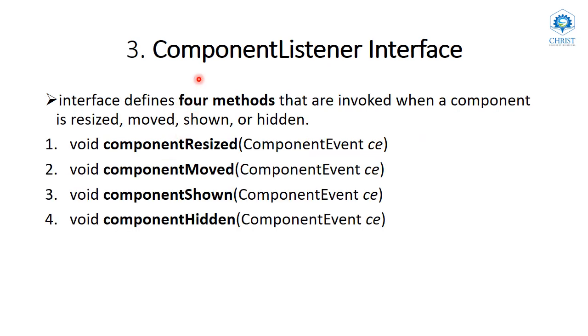Next we have the ComponentListener interface. Component means a text box is a component, a frame is a component, a button is a component. All these are components. In this listener interface we have four methods, and the four methods are related to resize, move, show, or hide.